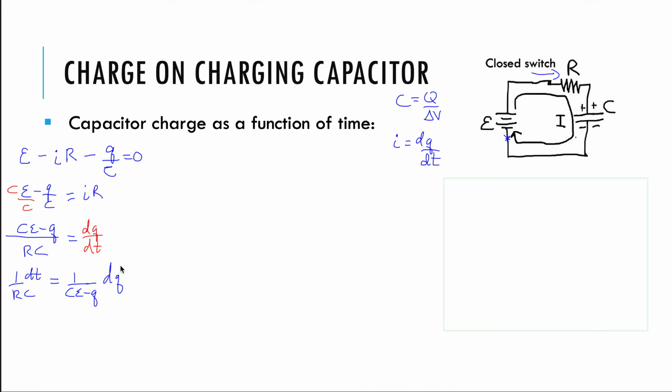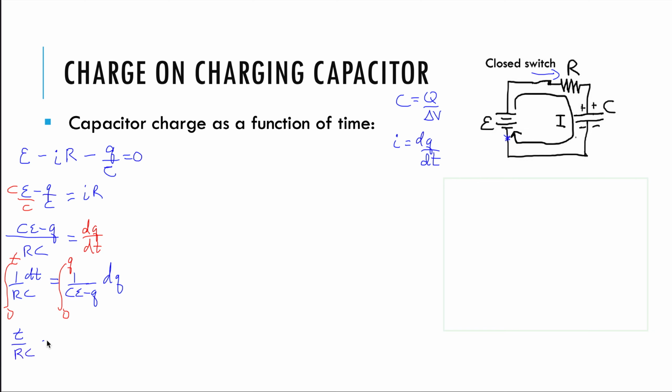Now to get q by itself, we're going to have to integrate both sides. And the limits of integration are going to be from 0 to q over here and from 0 to t over here. We know that at time 0, there's no charge on the capacitor, and at time t, there is a charge q on the capacitor. Let's go ahead and integrate. Over here, we just get t when we integrate the dt, so we get t over RC.